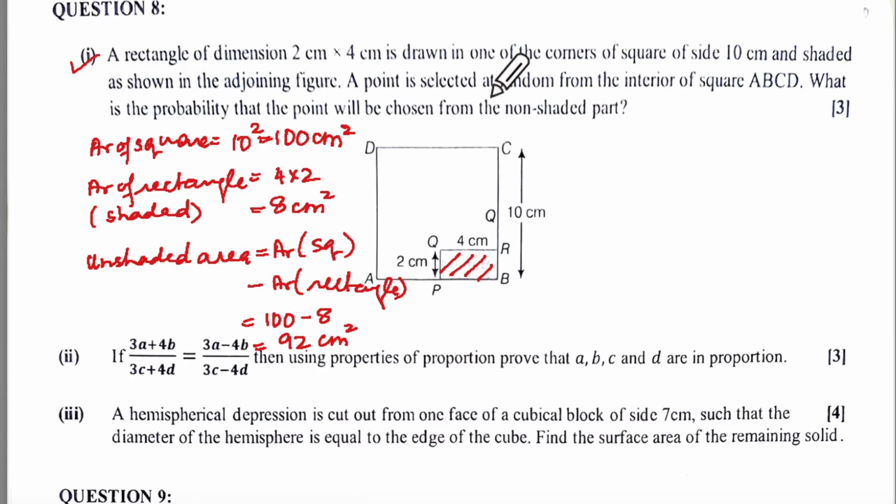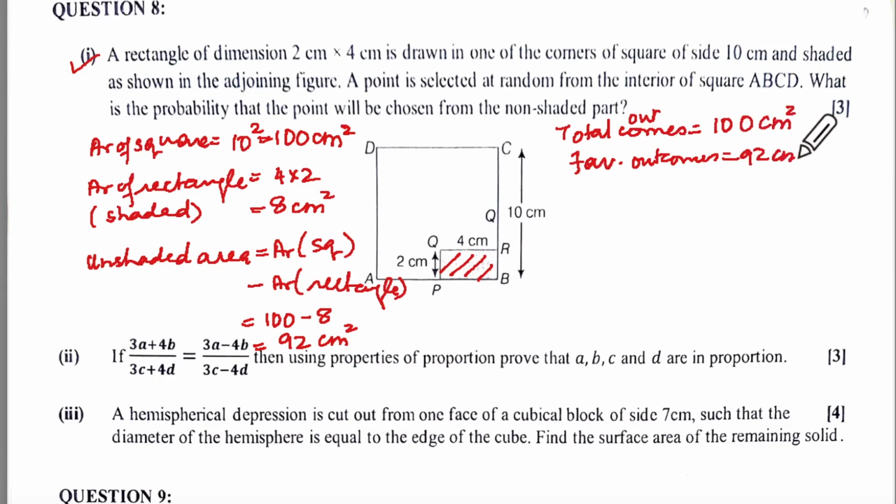Now the point is selected at random from the interior of the square ABCD. What is the probability that it will be in the non-shaded part? So I will have the total outcomes. Total outcomes will be actually, which one? It will be from 100 centimeter square, and the favorable will be 92 centimeter square.